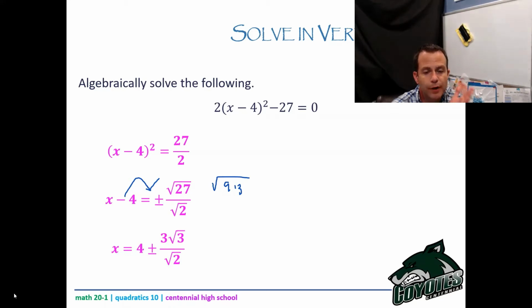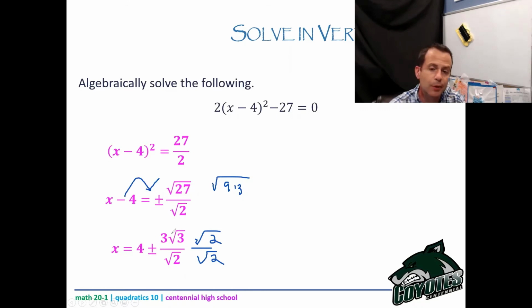And what I'm doing here is we tend not to like a radical on the bottom. So what I'm going to do, I can get rid of a radical if I multiply it by itself, okay? So what I'm essentially going to do is I'm just going to multiply the bottom by root 2. Now, if I do that to the bottom, I have to do it to the top too, right? I can't change the equation.